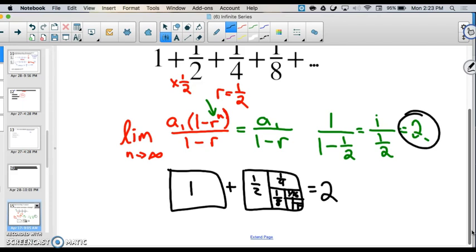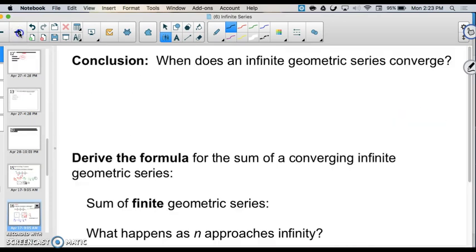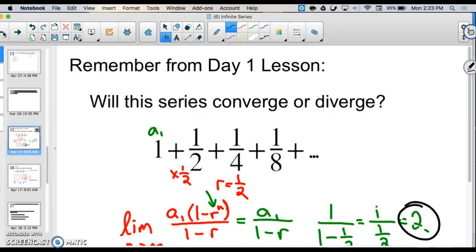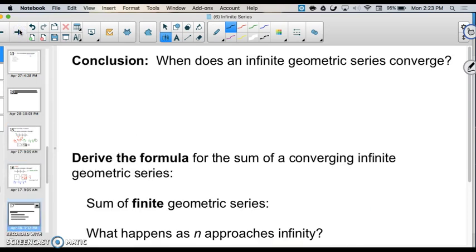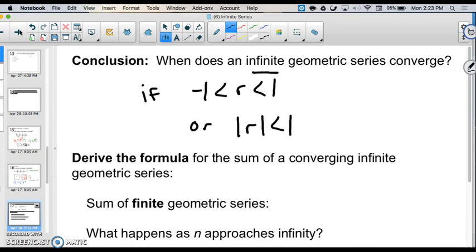So a conclusion to this. When does an infinite geometric series converge? So if you notice something about r here, it is between 0 and 1. So r is a fraction, and that's important. So our conclusion is if r is between -1 and 1, so it could be a negative fraction. Or we could also say that the absolute value of r is less than 1. That's when a series is going to converge.